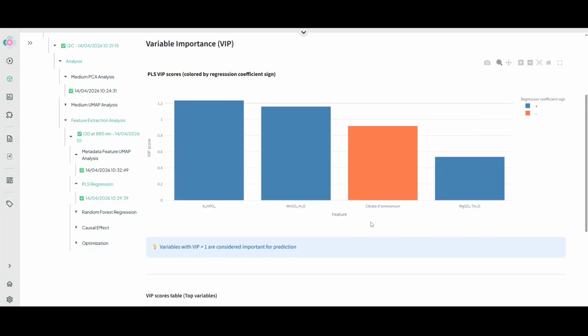This exactly matches what we built into the simulation. Dipotassium phosphate and manganese sulfate are the variables with the largest effect on growth. This is exactly the biological mechanism we designed in. Dipotassium phosphate and manganese sulfate support growth, and citrate inhibits it. The model resolves the contradiction in M4, high dipotassium phosphate and high citrate, by correctly identifying the effects of each independently.